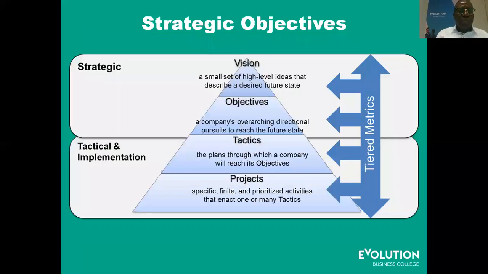So, strategic objectives. What we have here, obviously, like I've spoken to you, your strategy now consists of a vision, which is a small set of high-level ideas that describe the desired future state. What do we desire to be? What do we desire to see? What do we desire to say? What is it that's really driving us? What is the driving force?